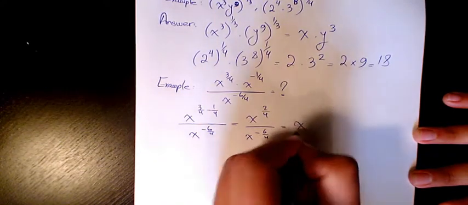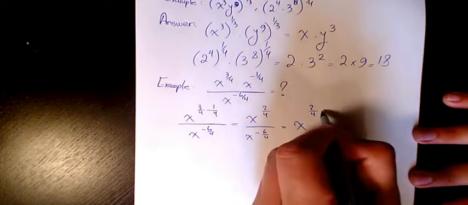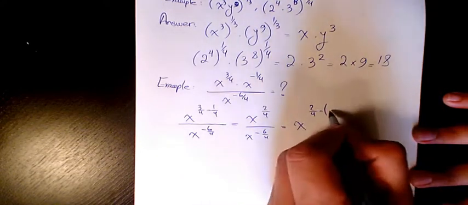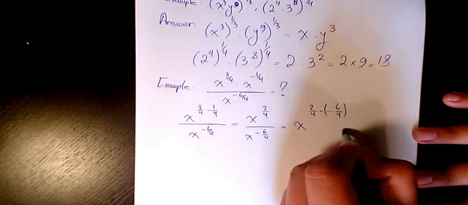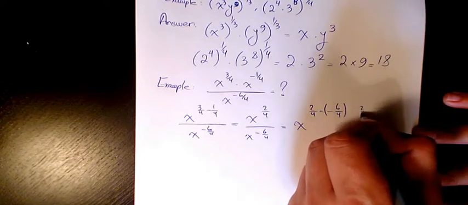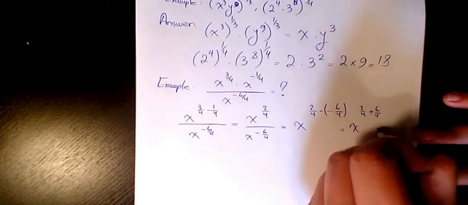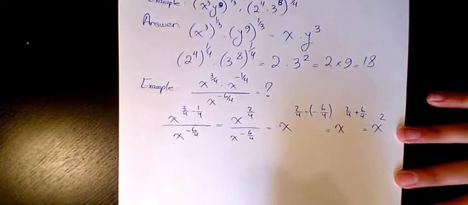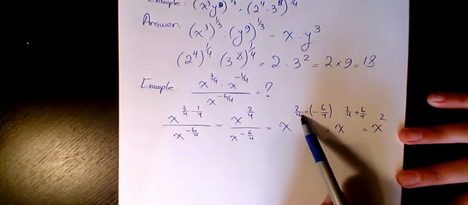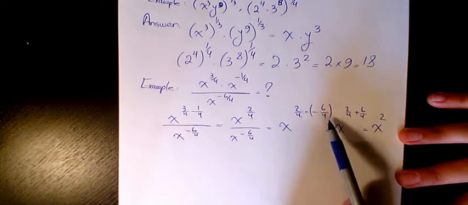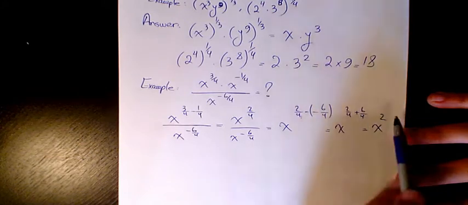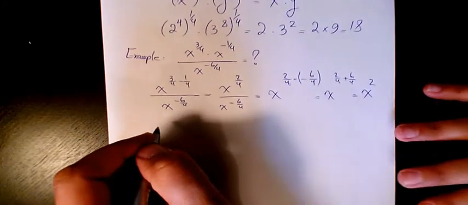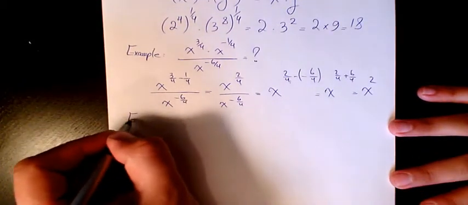Then you have x to the power of 2/4 minus, because it's division, negative 6/4. That makes it positive, so 2/4 plus 6/4, which is going to be 8/4 or 2. So it's going to be x squared. Again, 2/4 plus 6/4 is going to be 8/4 or 2. Next example.